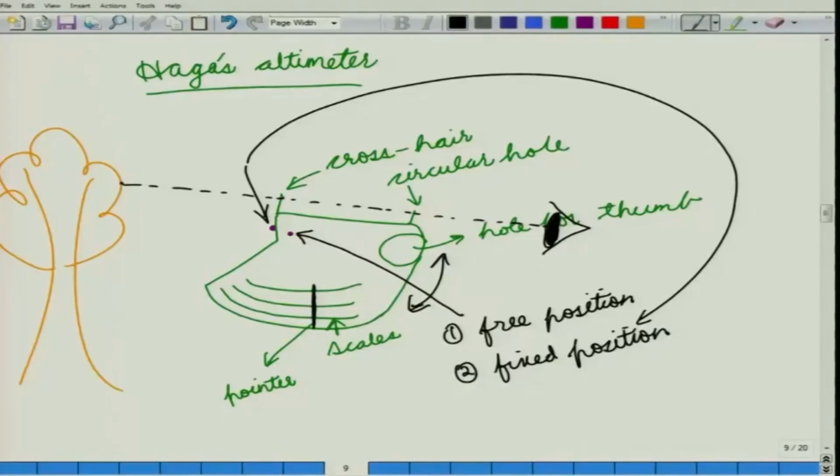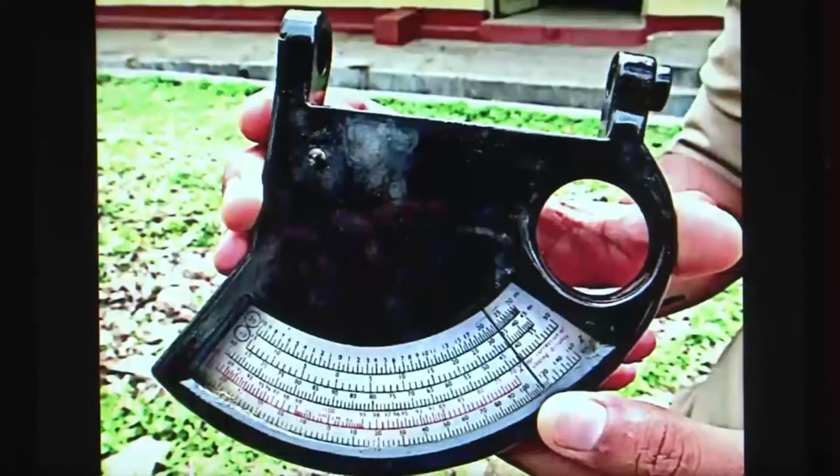Here, if this pointer were put into the free position, it would become vertical. Once it has become vertical, you press this button and then it will become fixed, and then you can take the measurements using these scales. Now, why are there multiple scales here? Let us first look at some slides. Here we had the instrument.